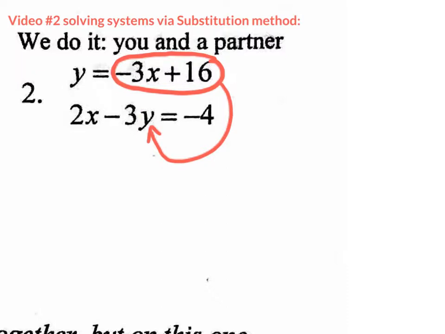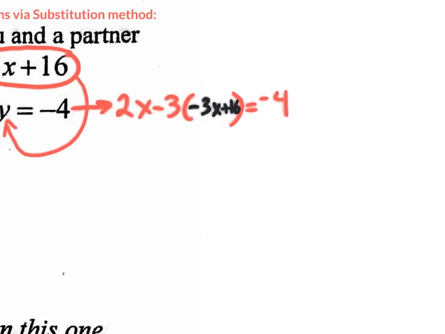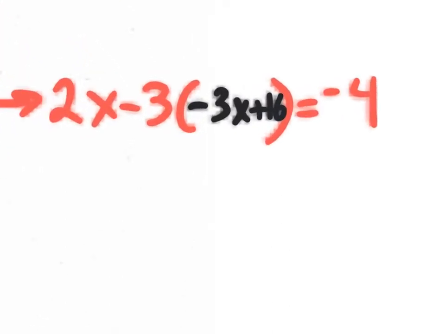And again, I always draw arrows, right? So what I'm going to do here is draw an arrow this way, and I'm going to rewrite my whole equation. 2x minus 3 times y, but notice that I put parentheses because I'm going to plug in my variable expression right in there, equals negative 4. So once again, I am plugging in the negative 3x plus 16. I'm plugging it right in there. And now I could take this and I could solve it.